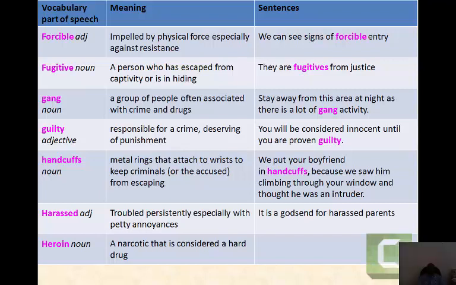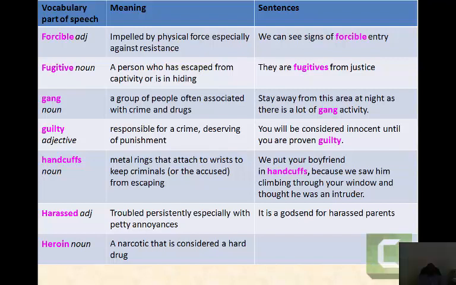Handcuffs, noun. They refer to metal rings that attach to wrists to keep criminals or the accused from escaping. Example, we put your boyfriend in handcuffs because we saw him climbing through your window and thought he was an intruder. Harassed, adjective. This means troubled persistently, especially with petty annoyances. Example, it is a godsend for harassed parents.